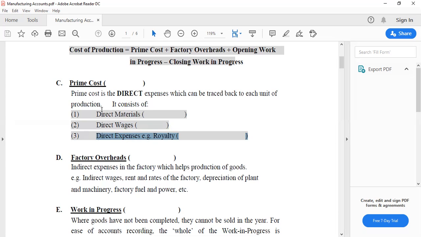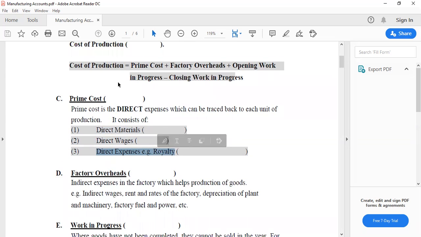Yes. So one of the elements in the cost of production is the prime cost, which is an aggregate of direct expenses incurred by the business. And these direct expenses are those which can be traced to the final output, which can be directly identified with the final output. And these are categorized into direct materials, direct wages, and direct expenses. So that is the prime cost, which is under the cost of production or the cost of manufacture.